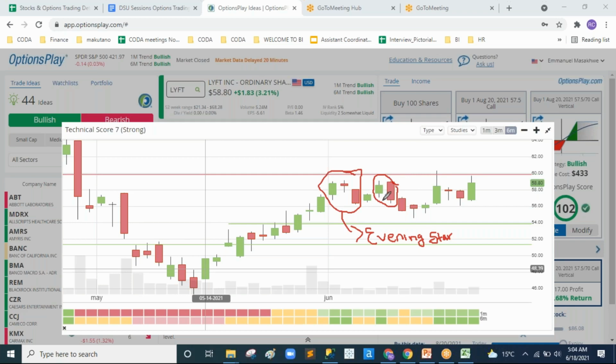And this is what people call the fundamentals. No, this is the technical, the candlestick patterns. And this is what you find in the studies.